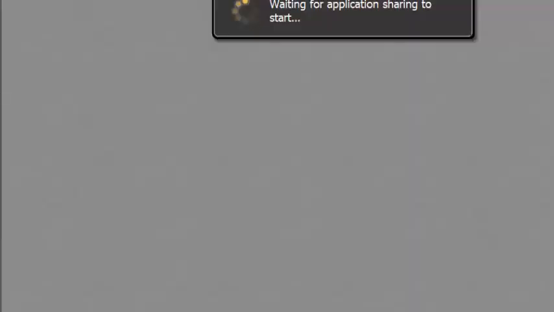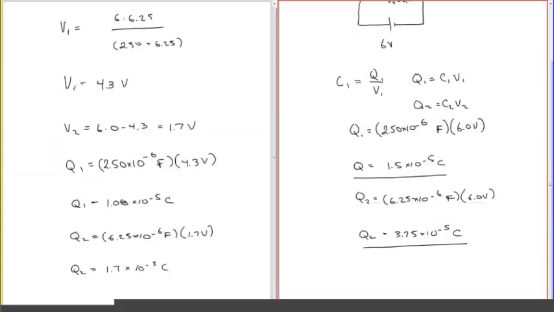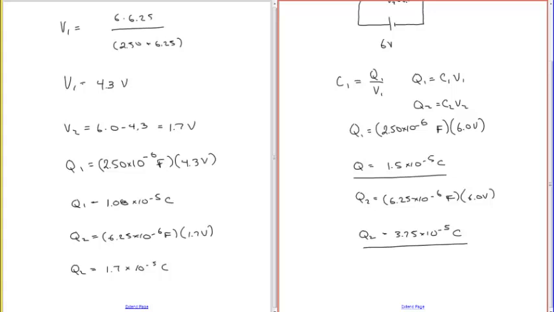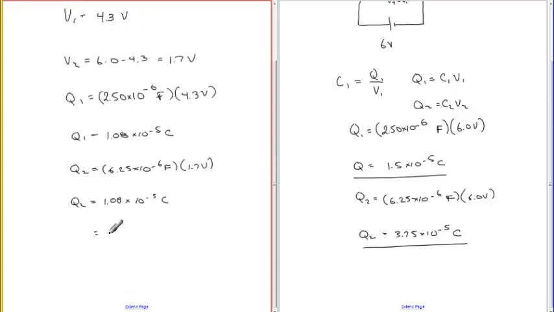So I'm going to just take a second here to check the answers. Okay, so I'm looking at the answers, and everything's correct except right down here. I left a 0 out, so we'll just put that in there. We'll make them the same. 1.08. Another way of writing this would be 10.8 times 10 to the minus 6 coulombs, which, 10 to the minus 6 is a microcoulomb.